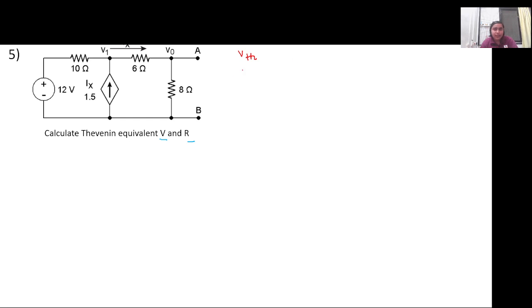So the steps are: first calculate the Thevenin's equivalent voltage in which all the sources are present, then assume a current, short the terminal AB and assume a certain current I flowing through it. So you have the voltage across this terminal AB and the current. In case of dependent sources, R Thevenin is calculated by open circuit voltage divided by short circuit current. So these are the steps. Let's start off by calculating VTH.